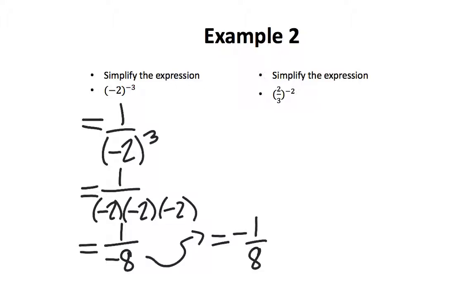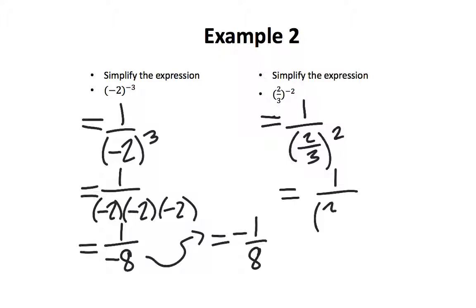Over to the right, we want to simplify the expression (2 over 3) raised to the exponent of negative 2. You should realize that we're going to be using the negative exponent rule, which means we are going to have to write the reciprocal of the base. And the reciprocal of 2 over 3 is 1 over 2 over 3. The negative exponent now becomes positive. We're going to expand this a little bit. So that is the same thing as 2 over 3 multiplied by 2 over 3.